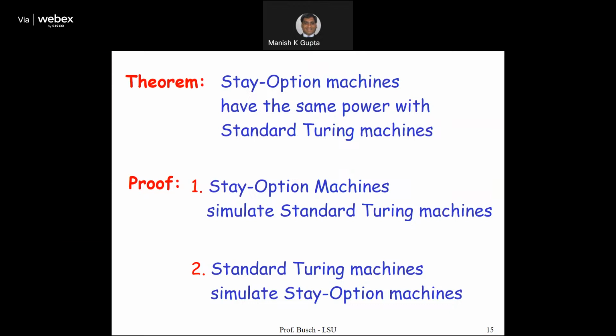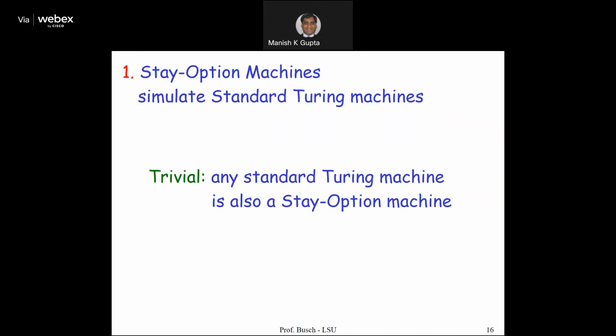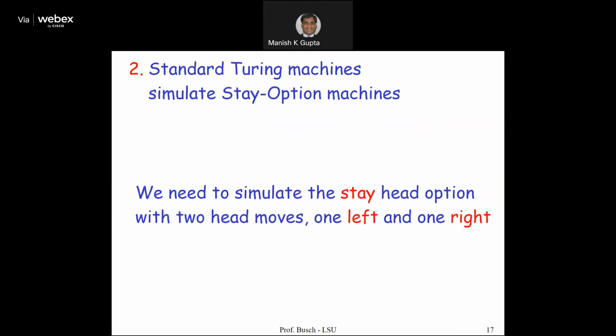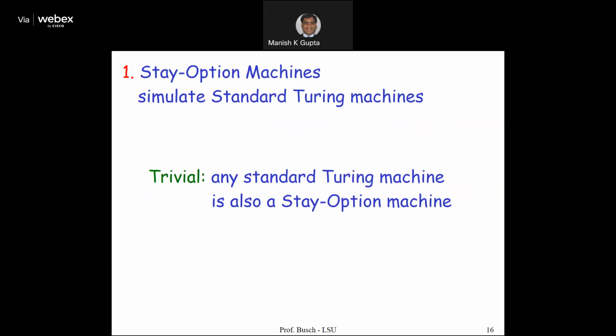And how can we do this? Two parts. Of course, I am not very interested in the proof right now. I want to convey the idea of what variations are possible, and then, if you are more enthusiastic, you can look at the proof. Of course, a stay option machine can simulate any standard Turing machine because any standard Turing machine is also a stay option machine. How? That is a trivial thing. So there is one more thing: the head is left, right, and stay.